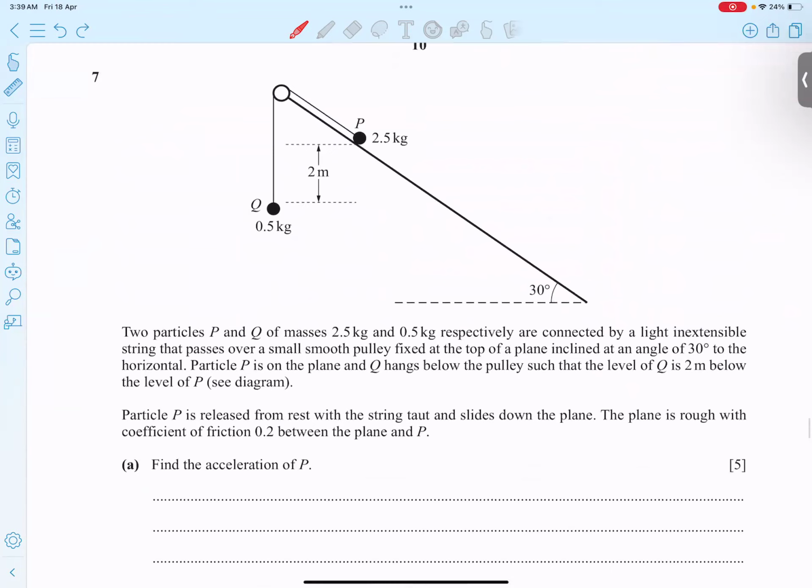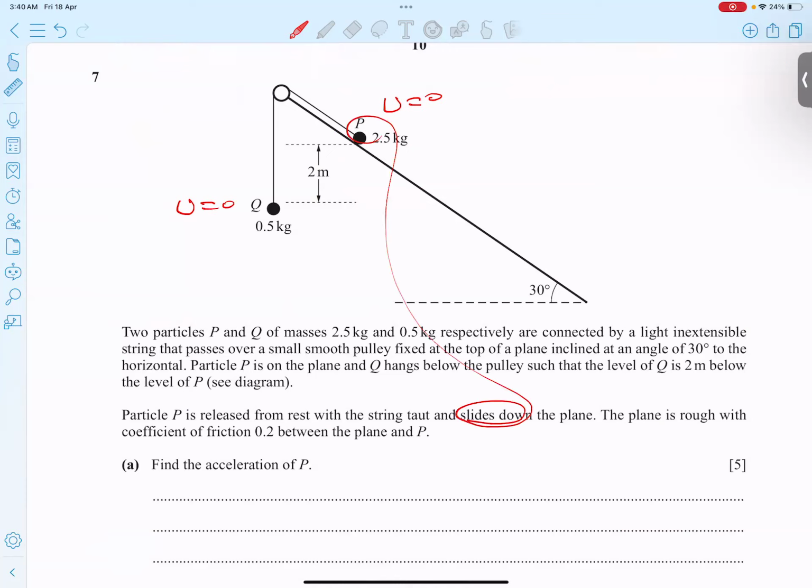Question number 7, students. What is the question we have here? Two particles P and Q, of mass: P is 2.5 as mentioned here, and Q is 0.5. And an angle of 30 degrees is given. Read very carefully: there's a 2 meter gap between the levels, and P is released from rest. It means the starting velocity is confirmed 0 for both particles. And the string is taut.